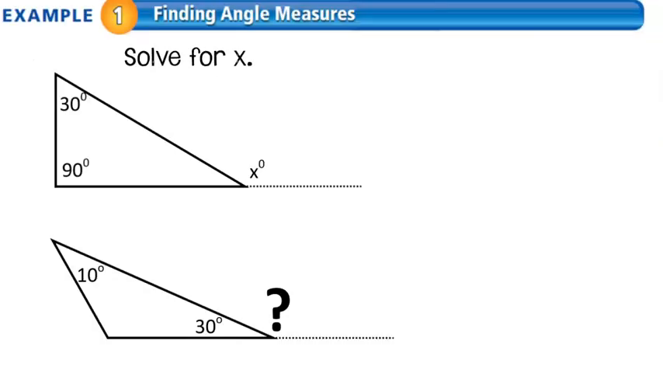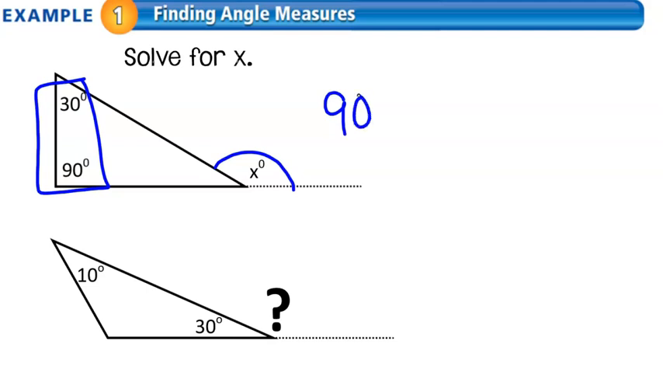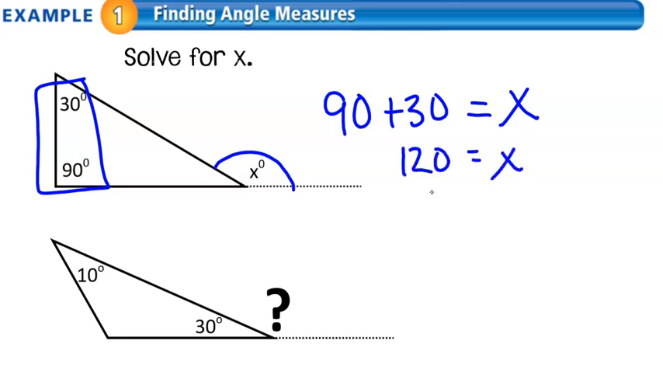Let's take a look at some examples here. If I have this exterior angle x, then I know it is equal to the sum of the two opposite interior remote angles. So whatever 90 plus 30 is, will be the same as x. So x must be 120 degrees.